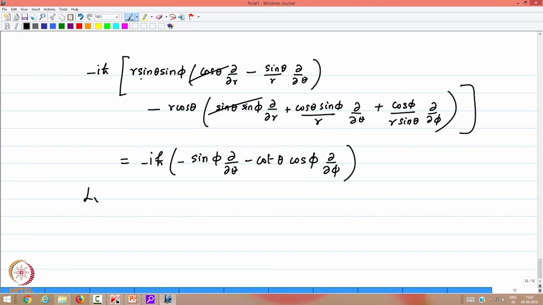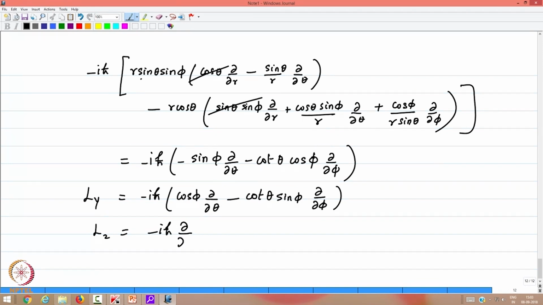In a similar way, you can get Ly to be minus i h bar, cos phi dou by dou theta minus cot theta sin phi dou by dou phi. So this is what I meant when I said Lz is very, very simple. It's minus i h bar dou by dou phi. But the cancellation of the terms will happen when you substitute Lz as x dou by dou y minus y dou by dou x. If you do that, you will get this term. Okay. So this is Lx, Ly and Lz.